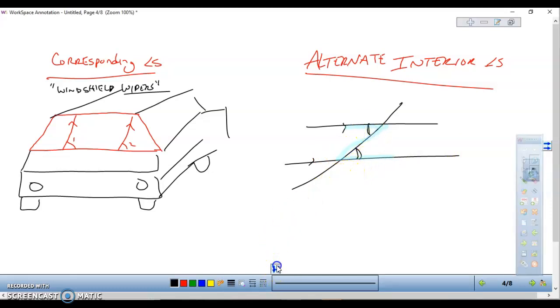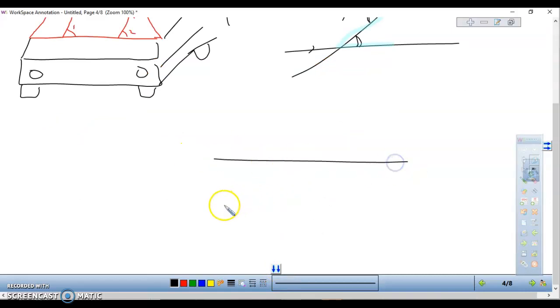And then the last little look for is for same side interior angles. So here are my same side interior angles here. Okay, if these lines are parallel, then my same side interior angles, this angle and this angle, are supplementary. So maybe that's 100 degrees. I know this is 80.